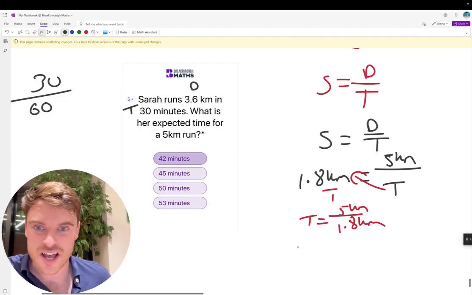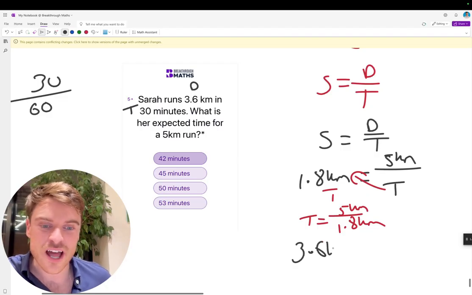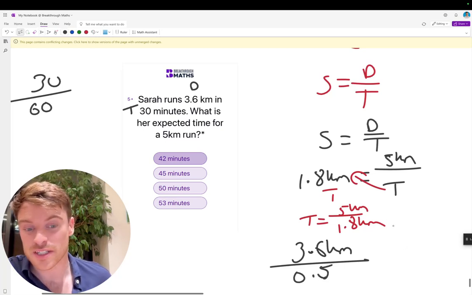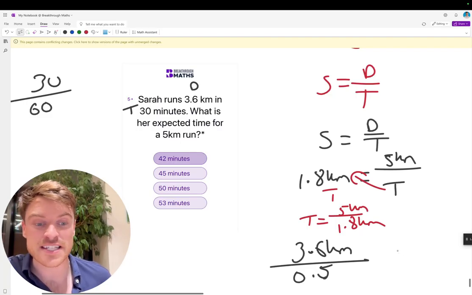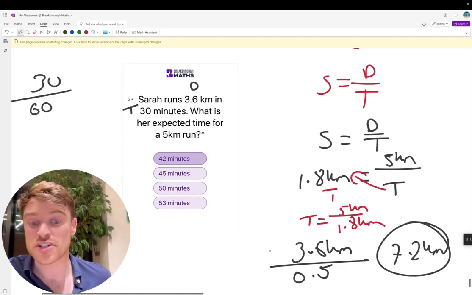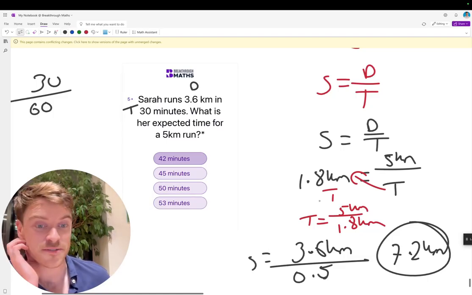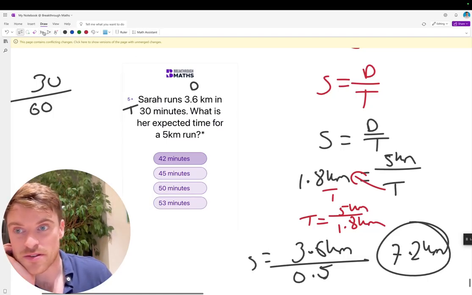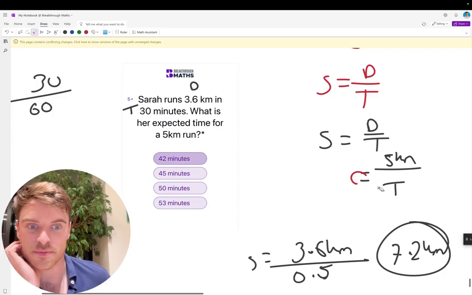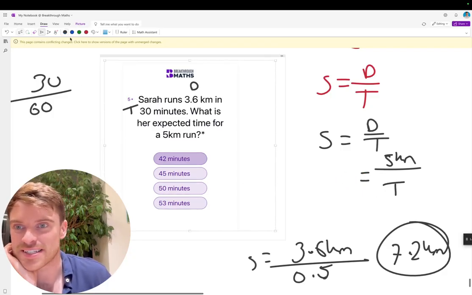If you put that in your calculator, you're going to get that she's going at a speed of 7.2 kilometers per hour. Her speed was actually much faster. So it's actually 7.2. My mistake, guys. I'm so sorry. There you go, a simple mistake. It's too late in the evening. That's silly.